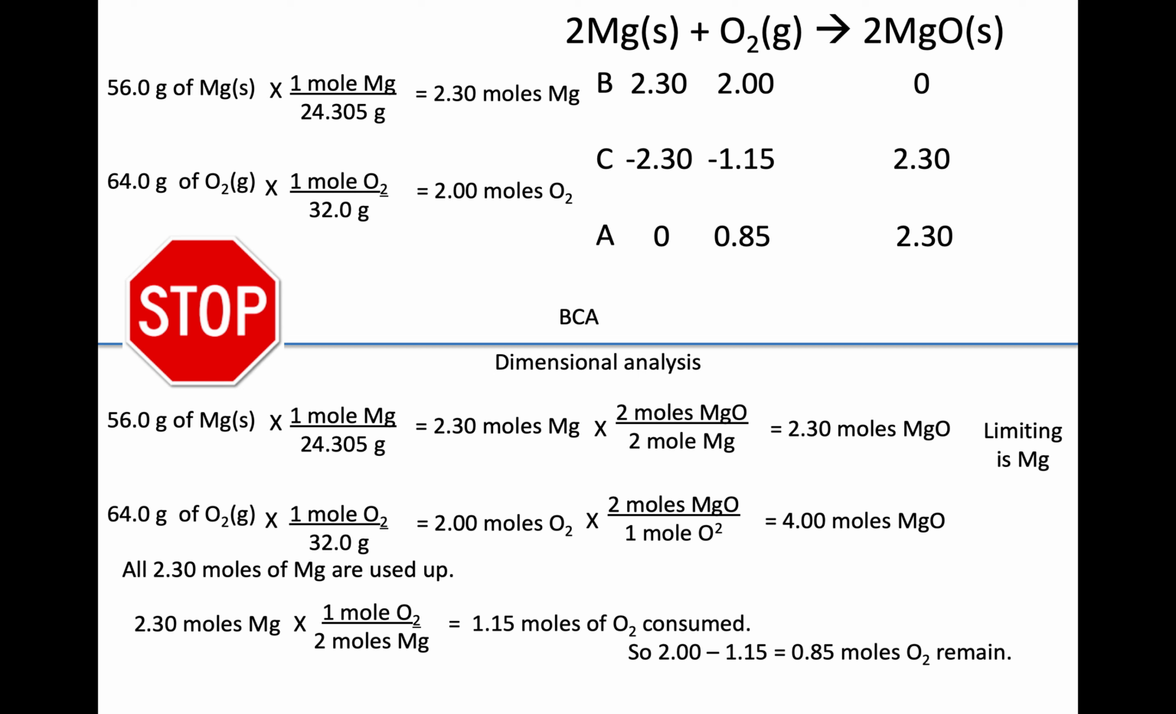Both of these lead us to the same answer. For me, I like the BCA table just because I can see all the information in stages and it allows a good check to see if I'm doing it right. But I'm curious, what's your view?